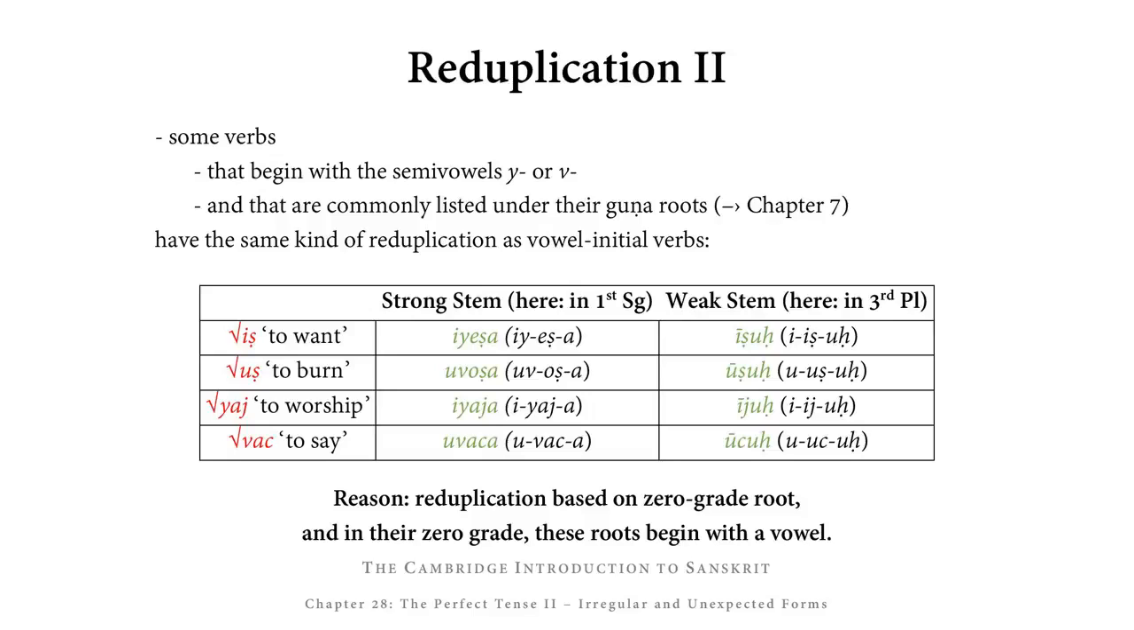And of vach, we have u, the reduplicative syllable, plus vach, which is the root in guna, plus a, again the ending for the first singular, so we have uvacha.